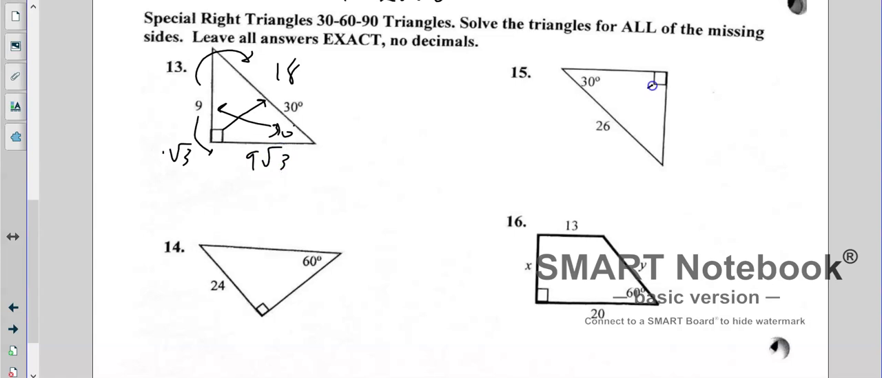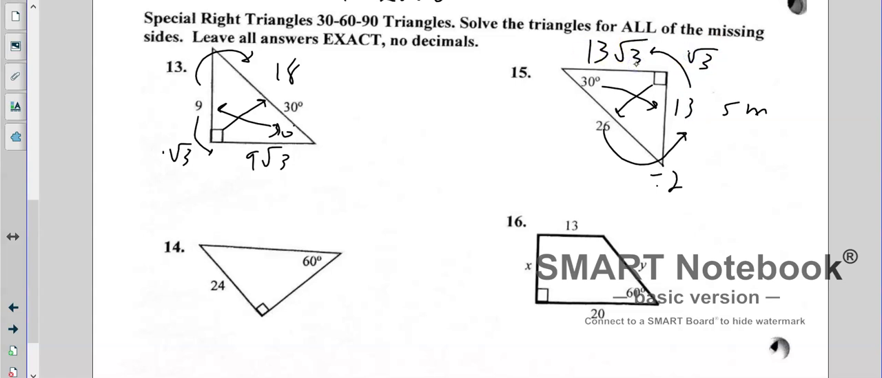All right, in this one, we have the hypotenuse. We always want to go to the small side first, and make sure you identify which side's which. Some of you got them backwards on the quiz, so be careful of that. Here's my small side. So if I want to go from here to here, I divide by 2, 13. And then when I go from here to here, I multiply by radical 3. So this is 13 radical 3, and I'm finished.